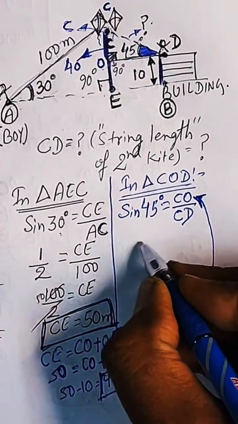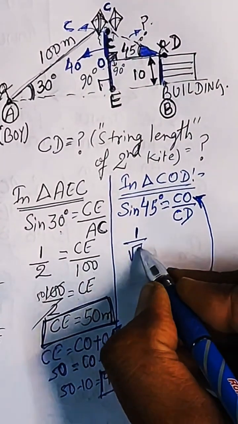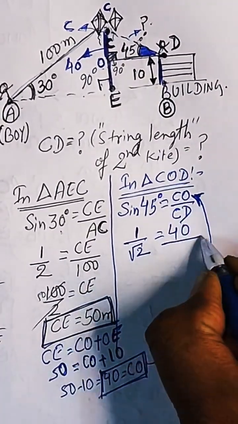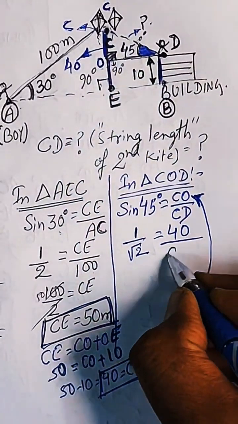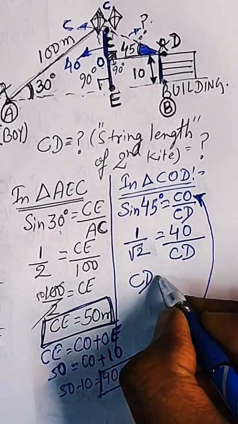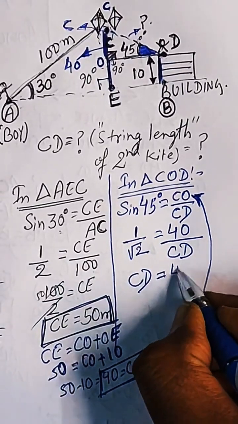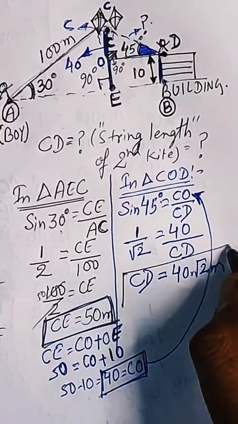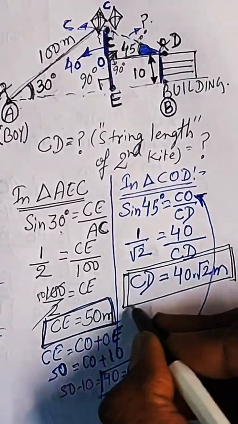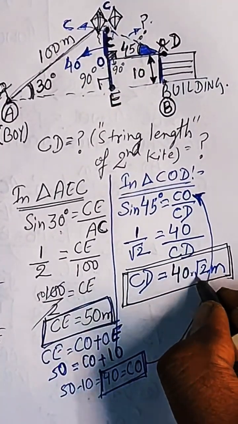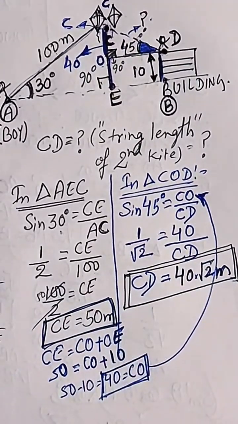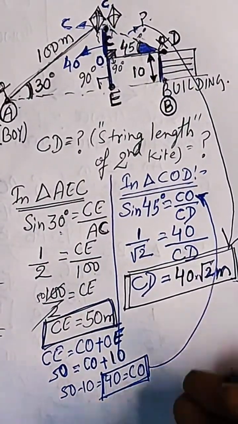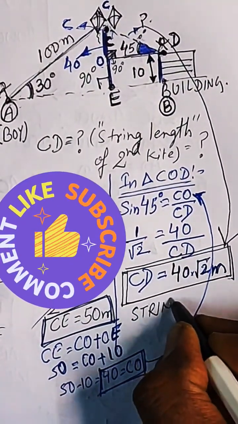CO is 40. So first of all, LHS sine 45 is nothing but 1 by root 2, right? And CO is calculated as 40 divided by the string length of the second kite, which is CD. Just write it, CD. So this way, we will have the length of CD as calculated. Just do cross multiplication. It will be equal to 40 root 2 meter. Oh, my dear friends, we have calculated the string length of the second kite, which is equal to 40 root 2 meter, right? And in this way, we have solved this question, my dear friend.